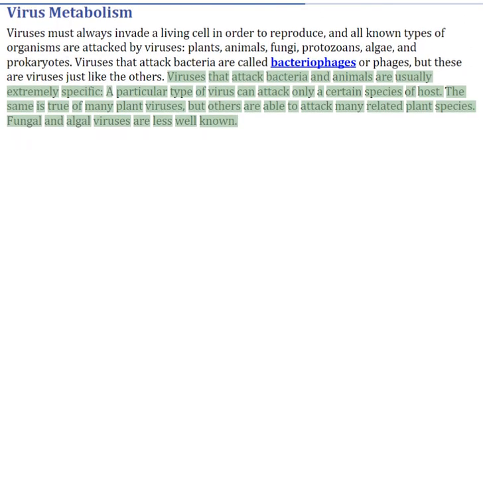Viruses that attack bacteria and animals are usually extremely specific. A particular type of virus can attack only a certain species of host. The same is true of many plant viruses, but others are able to attack many related plant species. Fungal and algal viruses are less well known.